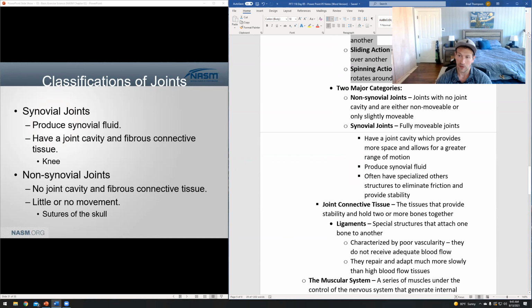Now, if we're classifying our joints, here's the thing: not every joint is designed to actually move around a lot. We're going to have two major classifications of joints. We're either going to have non-synovial joints or we're going to have synovial joints. When you think of a joint, you're probably thinking of a synovial joint. Those are fully movable joints.